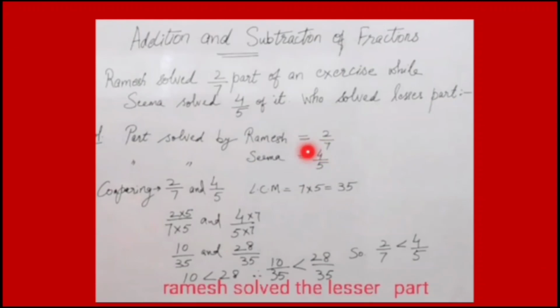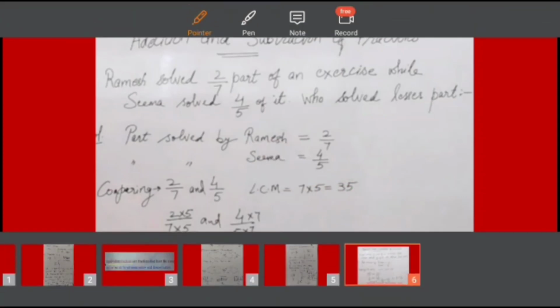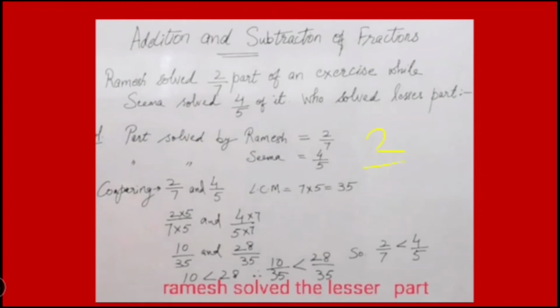See, the denominators are different here. So when you compare these two numbers, you have to convert these denominators into the same number by taking the LCM of 7 and 5. So, comparing 2 by 7 and 4 by 5, the LCM of 7 and 5 is equal to 35. Now, you have to change 2 by 7 in terms of 35. If you multiply 7 by 5, you will get 35. With the same 5, you have to multiply the numerator also. So, you will get 10 by 35.